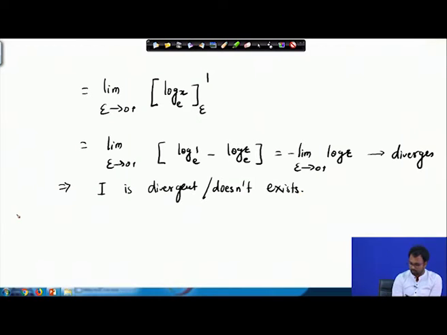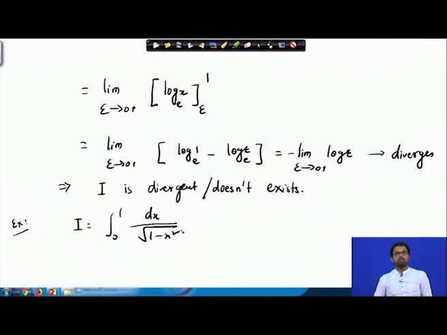Next, let us consider an example where we can at least show the convergence. Let us consider I equals the integral from 0 to 1 of dx by square root of 1 minus x square. We have to always identify the type of improper integral, whether you have discontinuity in the function or improperness in the limit. Here the limits are all right because they are finite, 0 to 1. However, we can see that the function is discontinuous at x equals 1.